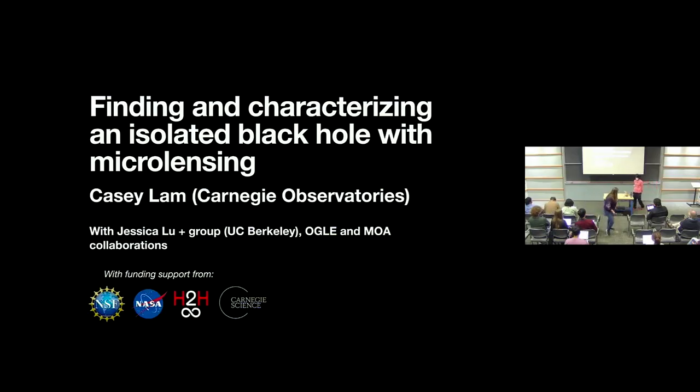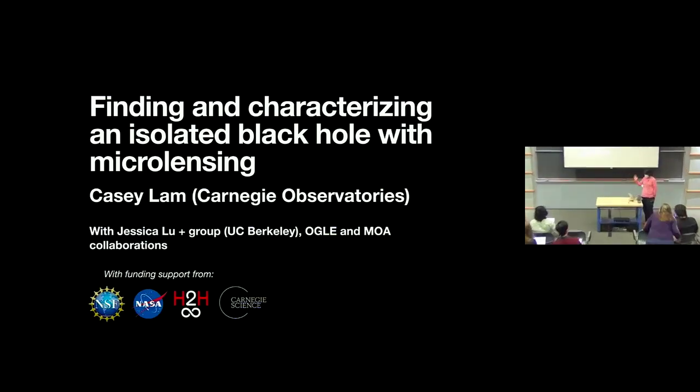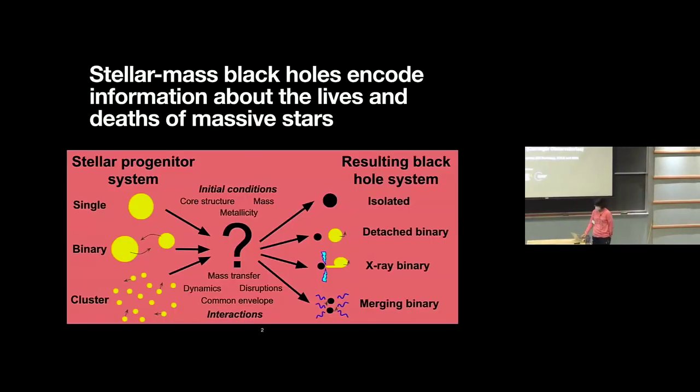I'll talk about finding and characterizing the first isolated stellar mass black hole with microlensing. So I just want to do a cartoon overview of what I think we're trying to understand at this conference. Throughout the last couple of days, people have talked about the ingredients for understanding the life cycle of stellar mass black holes, from the progenitor systems to all the complex physics that happens in interactions and disruptions, and the final things we see, the remnants themselves.